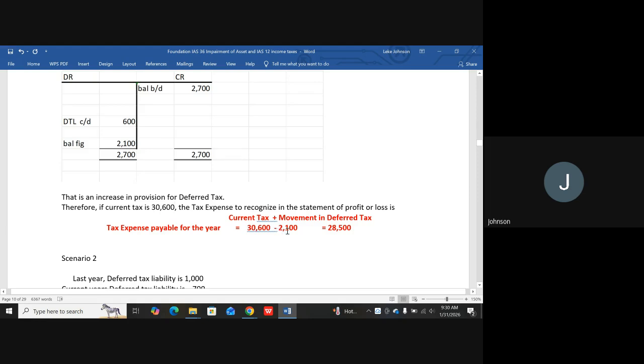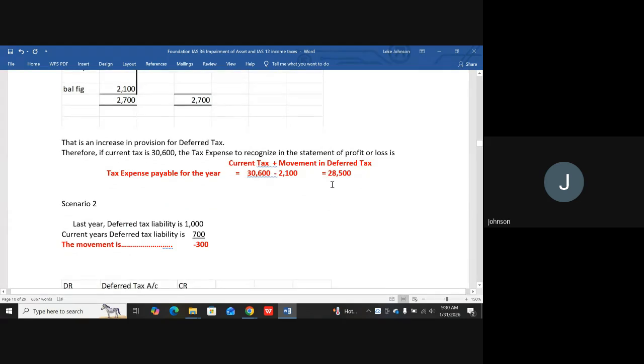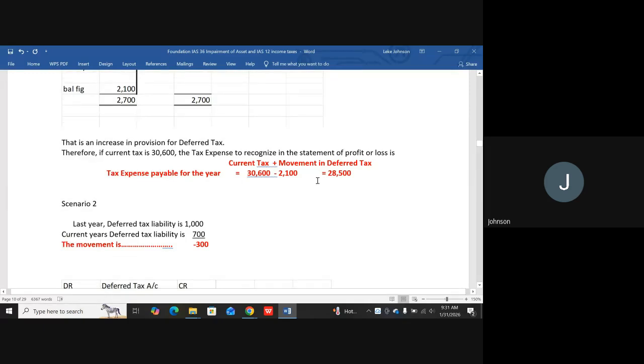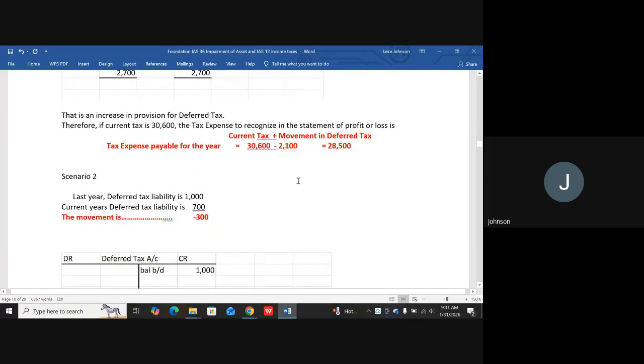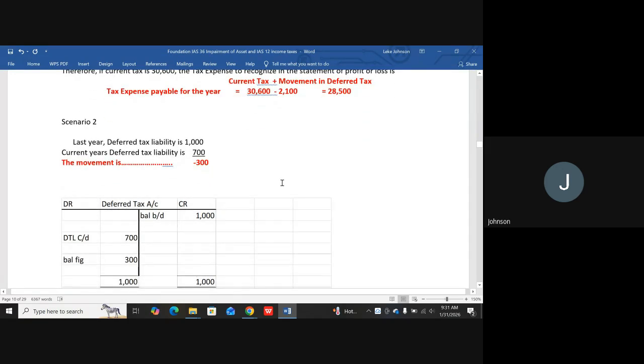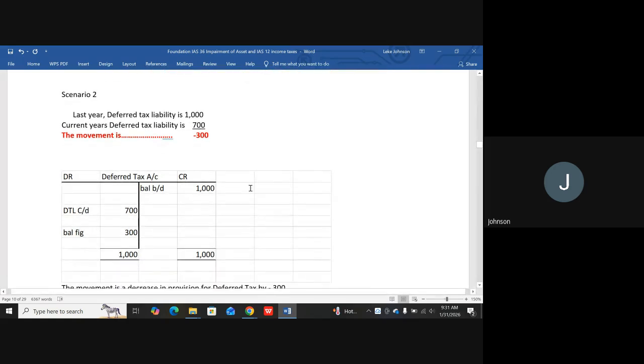It's going to be a negative 2,1 from this amount, so that we're going to have this 28,500. So this is a liability we are going to post now. So that is how we're going to do it. So that is that. Are we together? So let's try one more.